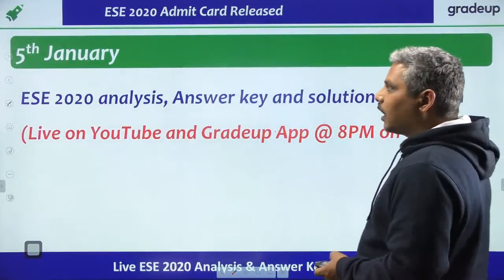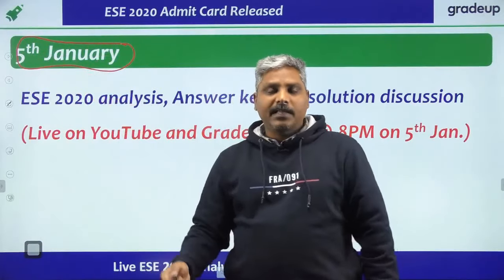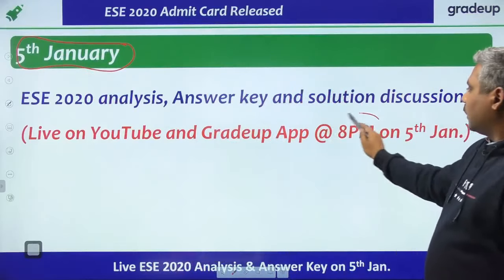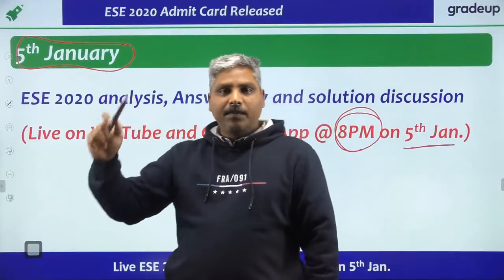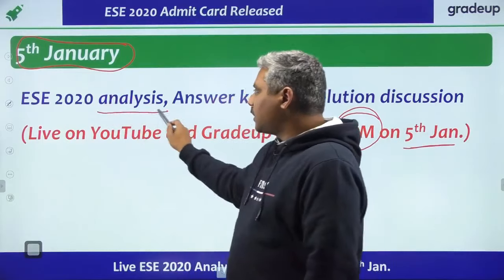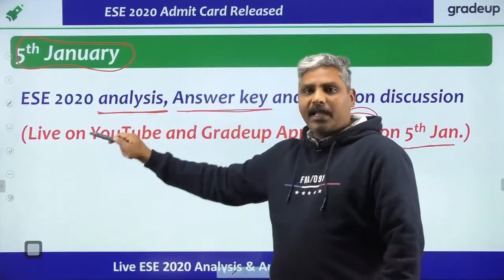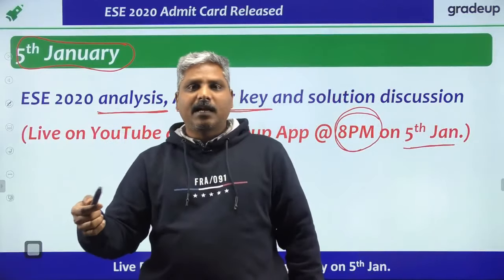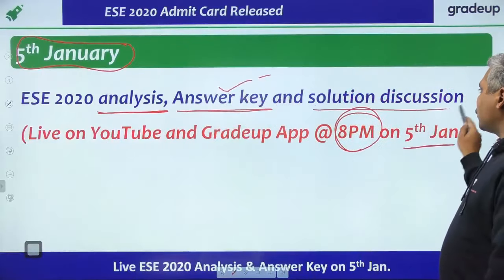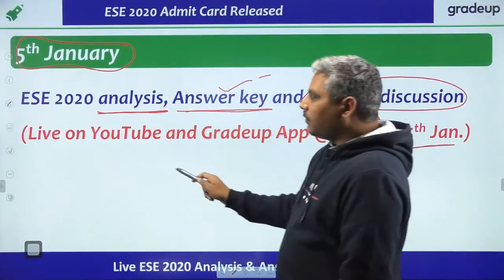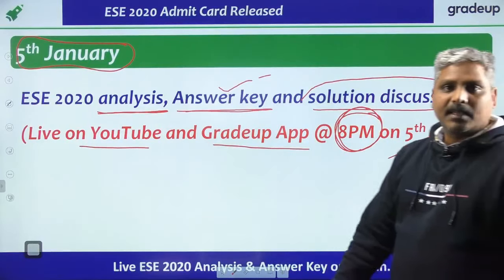Apart from this, on 5th January, on ESE exam day, after completing the examination, in the evening at 8 o'clock at night, we are going to give you the actual ESE 2020 paper analysis: how the questions are, what difficulty level they are, and the answer key. On the same day, you need not wait for your result. You can understand how many marks you got on the same day. We are giving you the answer key, and the solutions will also be discussed. That is live on our YouTube and our Gradeup app at 8 p.m. on 5th January. So don't miss this.